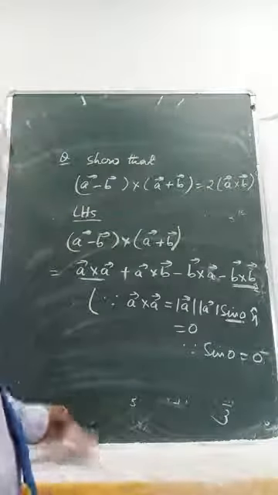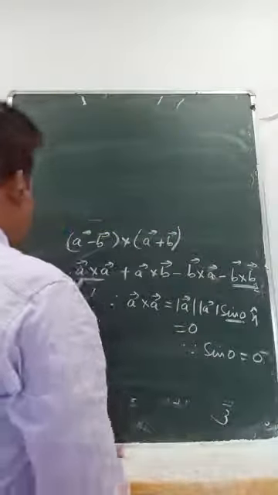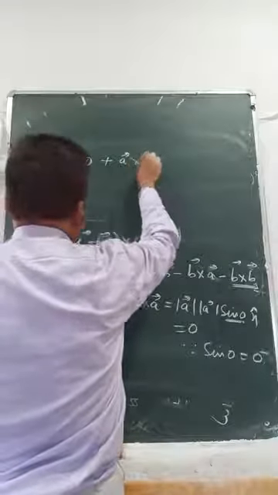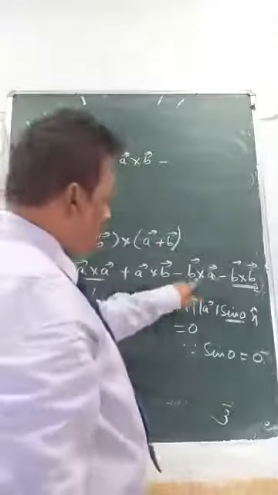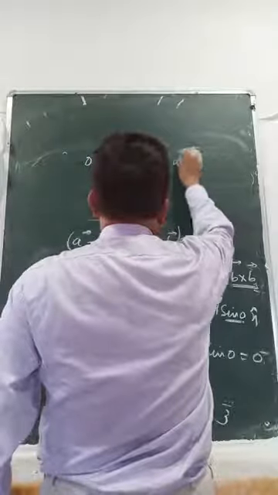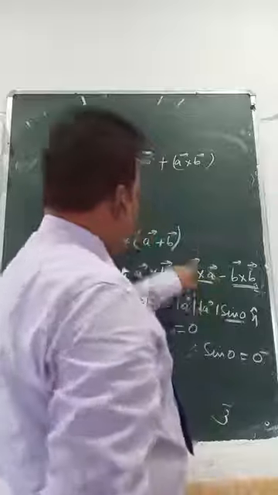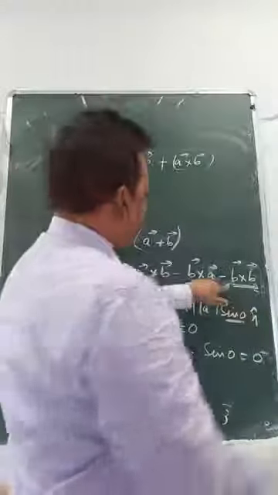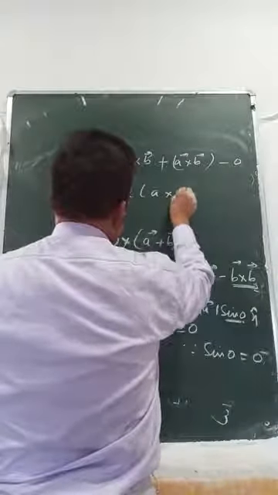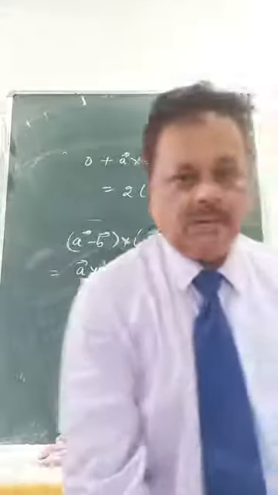So what is left out? The left out part is 0 plus A cross B minus B cross A. Minus B cross A is the same as plus A cross B. This is 0. So that is 2 times A cross B. Proved. Okay, next.